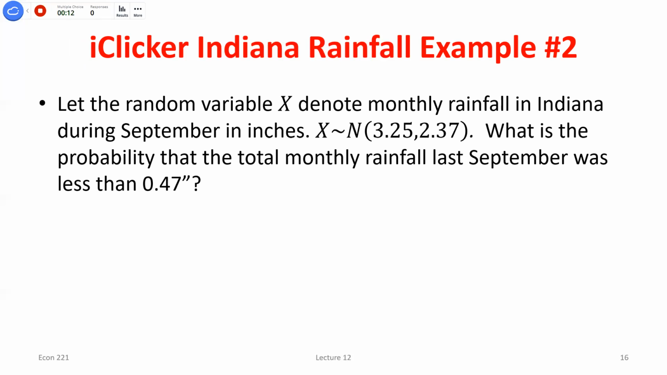So the only formula you should need here is converting your x value, that 0.47 inches, into a z value. Once you have that z value, you can use the z table up on Canvas to find the probability of seeing that z score or anything below it. Who are the x values? What x value are we interested in here? Oh, 0.47. Yep.